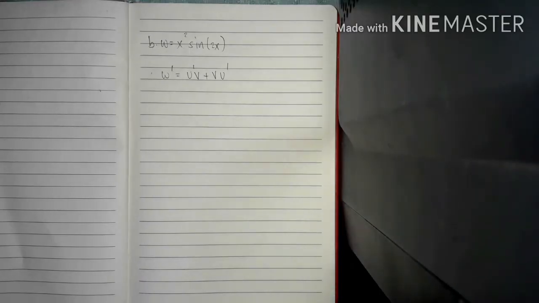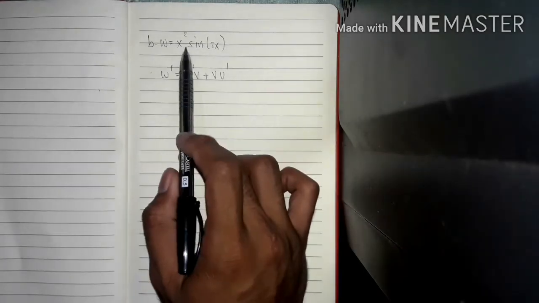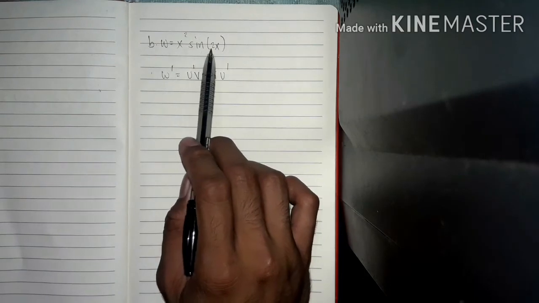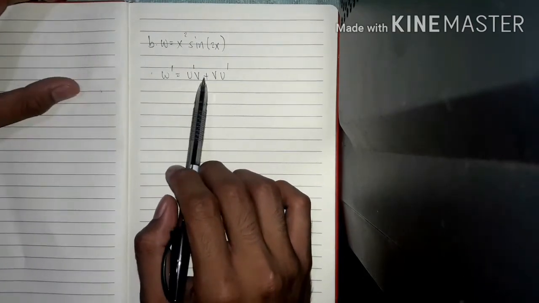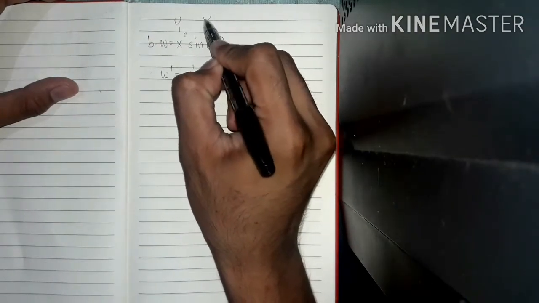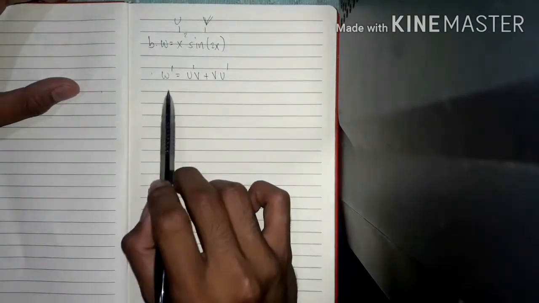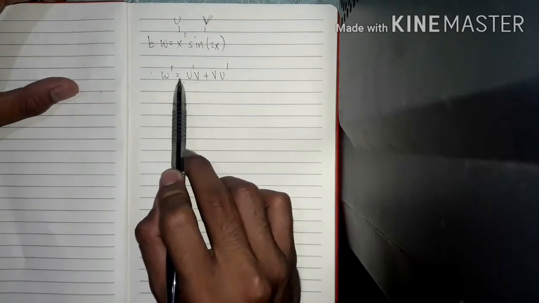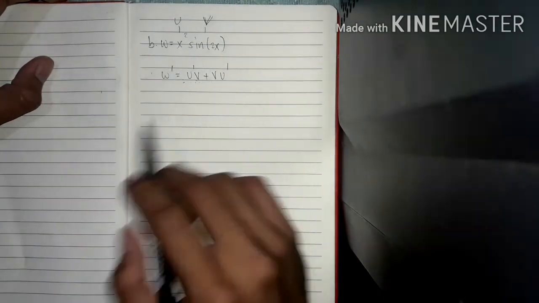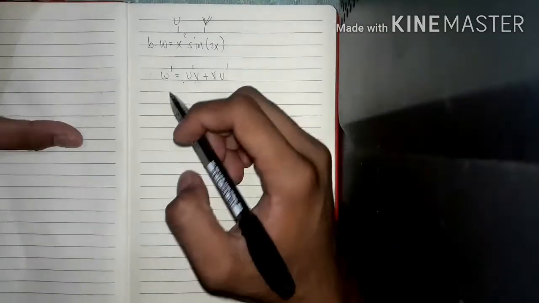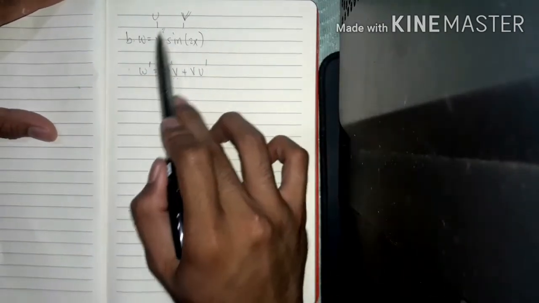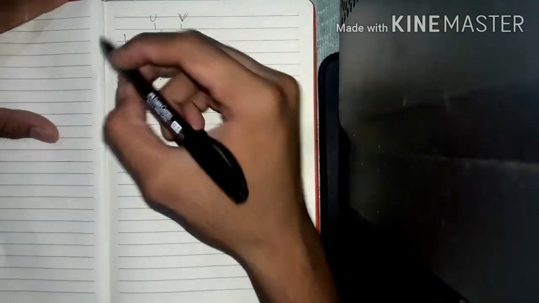In this example, letter B, as you can see, there are two expressions. So what we will use here is the product rule. This one is U, and this one is V. We use U prime times V plus V prime times U. So let us calculate it. Our U prime is 2x, because 2 times x to the 1 minus 1, it is just 2x.